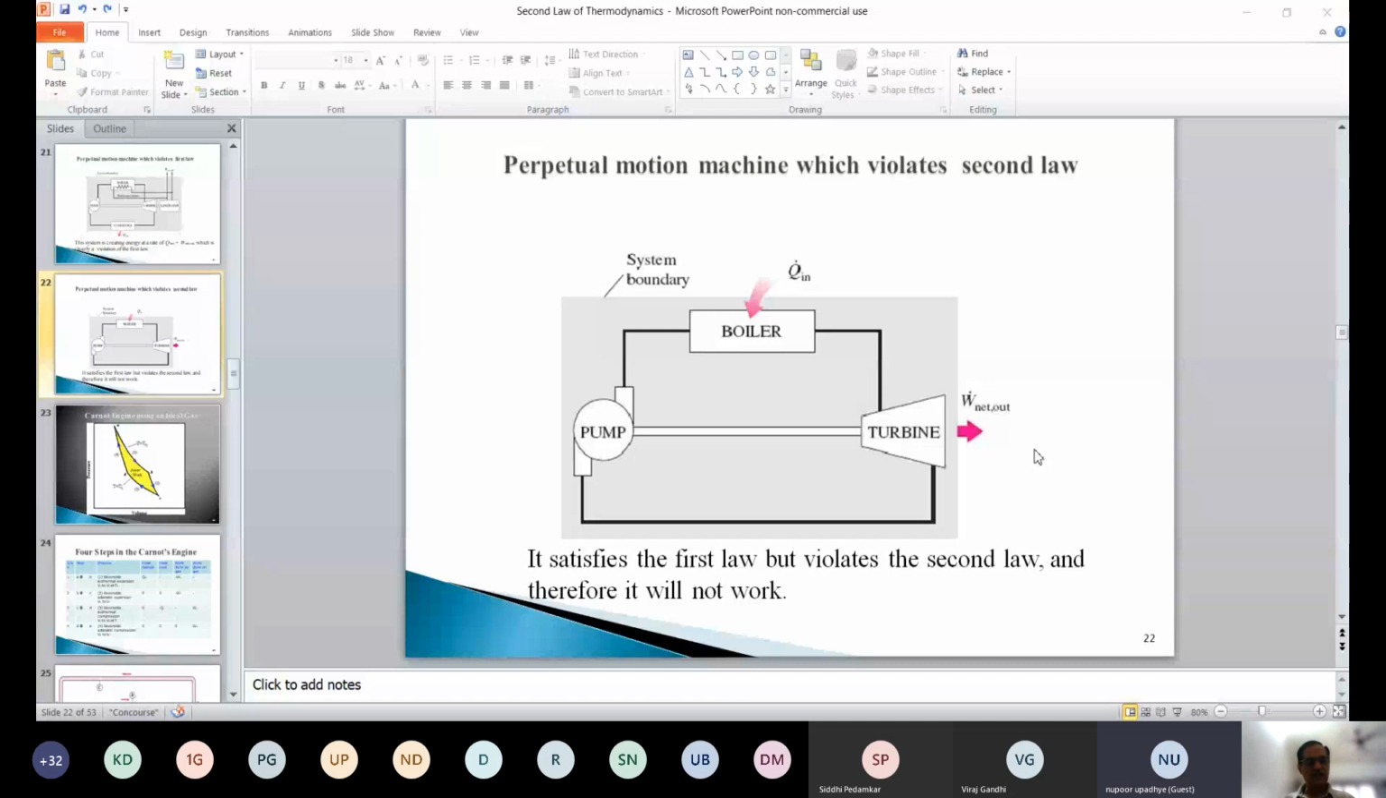Yes, sir. In reality, a real heat engine will never achieve the efficiency of the Carnot engine. It will always be less than the efficiency of a Carnot engine operating between the same temperature of source and sink. Right? Yes. So let's see what is the Carnot cycle.